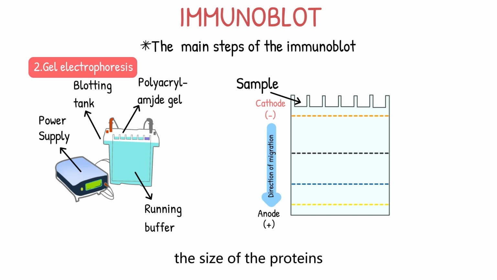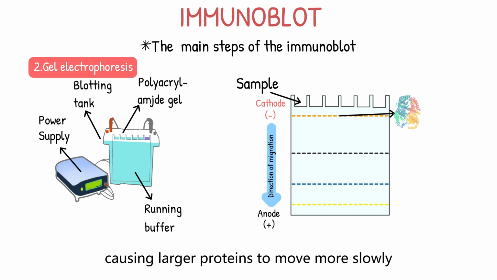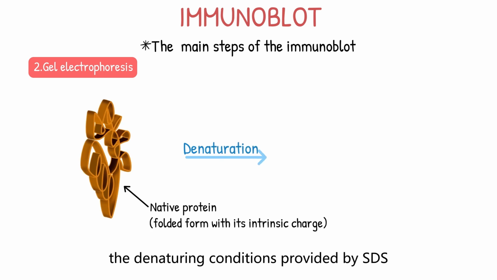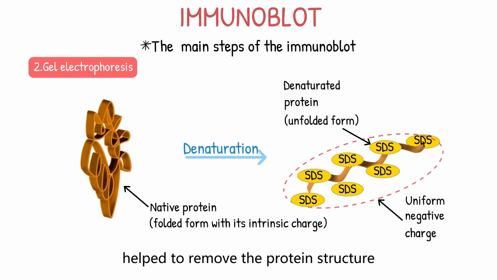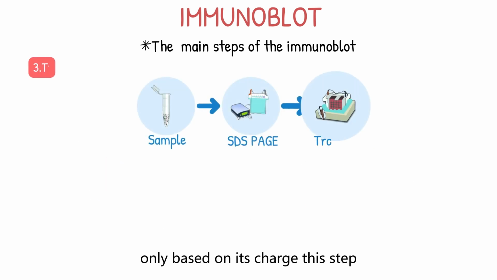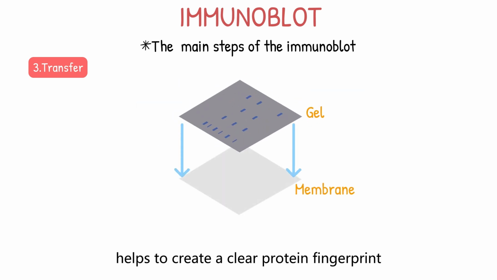The size of the proteins restricts their movements through the gel pores, causing larger proteins to move more slowly and smaller proteins to move more quickly. The denaturing conditions provided by SDS help to remove the protein structure, allowing it to move through the gel only based on its charge. This step helps to create a clear protein fingerprint based on protein size.